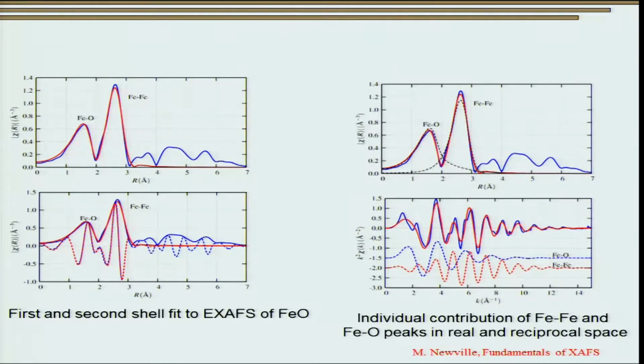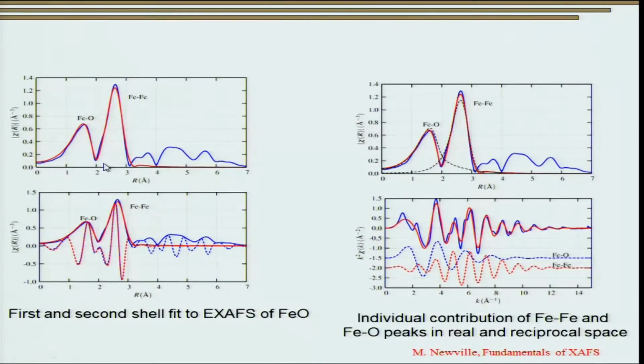Having said that, once we get our chi of r versus r, we can go back to the literature and actually find out which peak corresponds to what. So, this is just like JCPDS or ICDD, where we have a database.